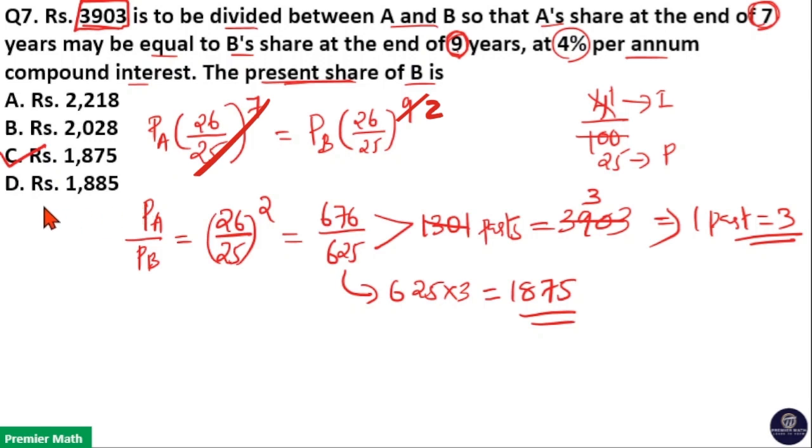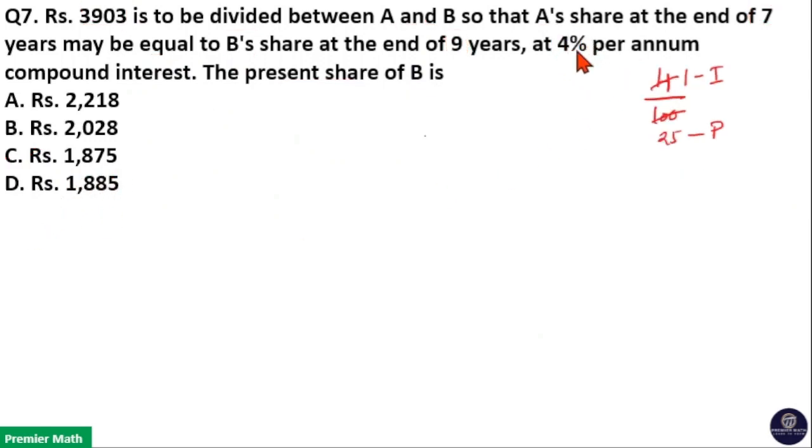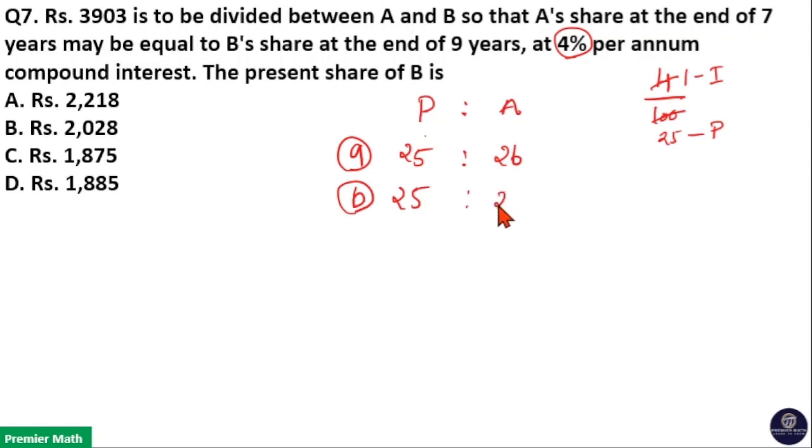If you don't know this formula, you can also find this answer without using the formula. That is, here 4% is the rate of interest. That means 25 parts is the principal and 1 part is the interest. Then 25 plus 1, 26 parts is the amount. Then take the ratio between principal and amount for the 2 persons A and B. Principal is 25 parts for 1 year for both A and B. In the same way, the amount is 26 parts for 1 year for A and B.